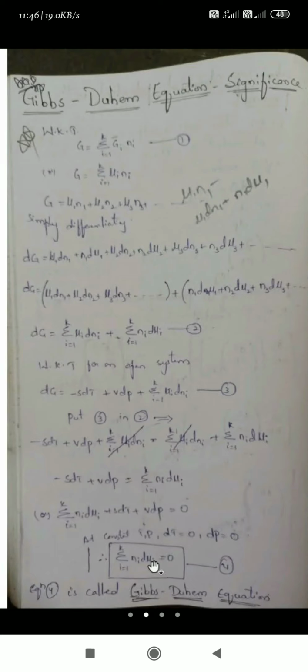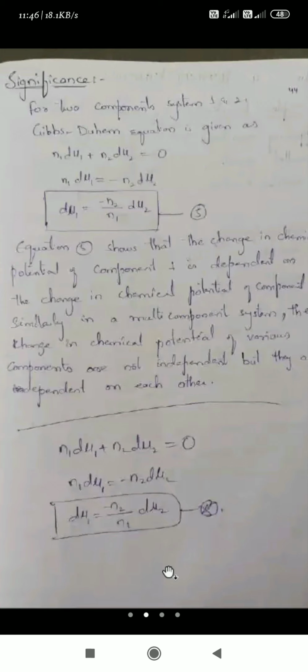Now what is the significance? This is for k components. Suppose I write only for two components, how can I write? N1 d mu1 plus N2 d mu2 equal to 0. Take this to the other side, it will become negative. Get the expression for d mu1: d mu1 equal to, this goes down here, minus n2 by n1 d mu2.